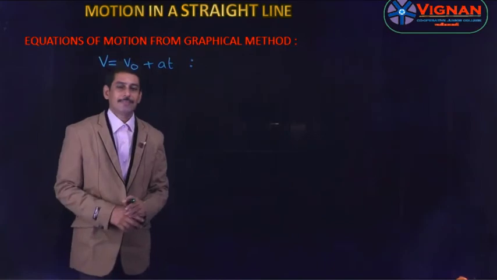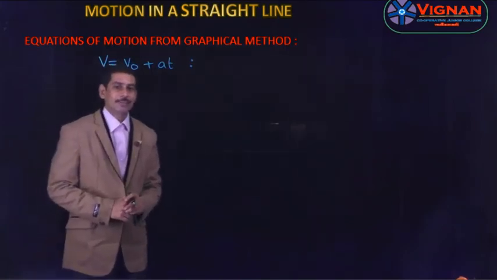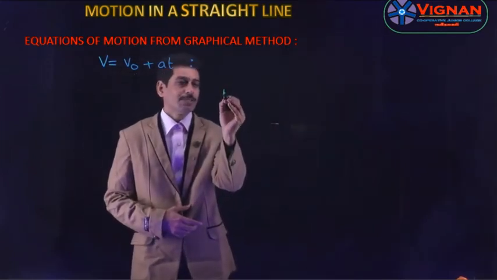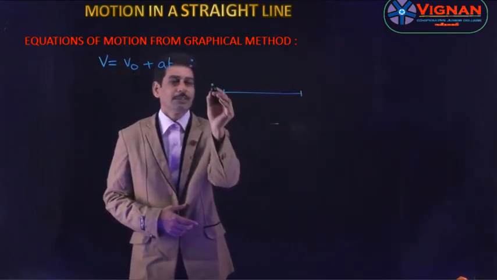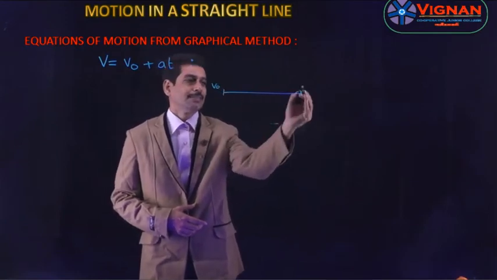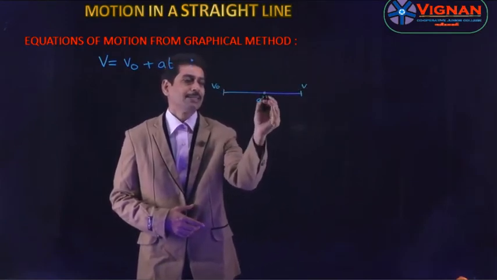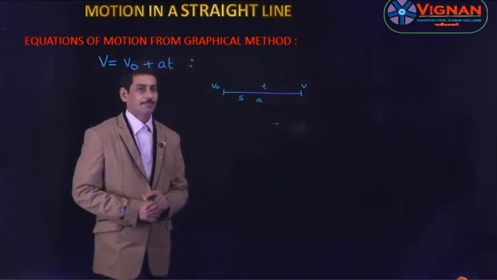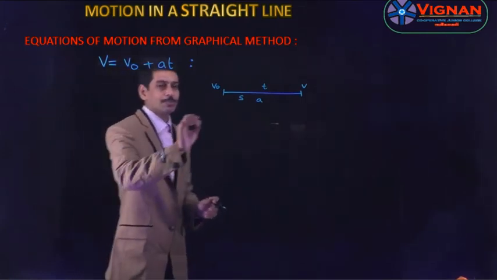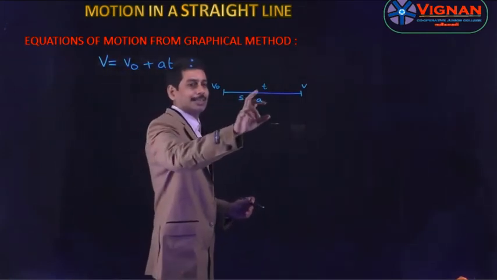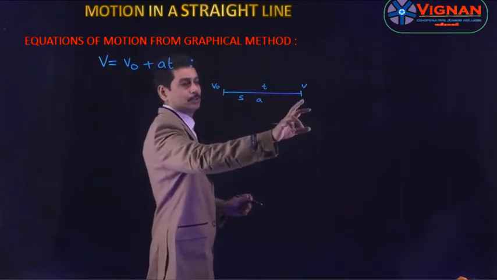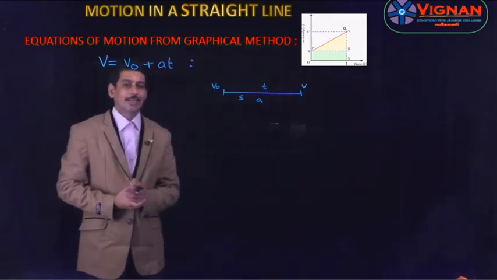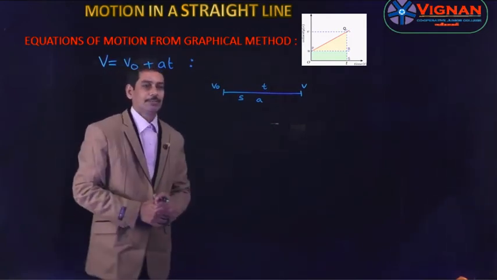In this equation, V is the final velocity, V naught is the initial velocity, A is the acceleration, and T is the time taken. Let us consider a body moving along a straight line with initial velocity V naught. Let V be the final velocity, A the acceleration, T the time taken, and during this time let S be the distance traveled by the body. After time t seconds, the body reaches the final velocity V.